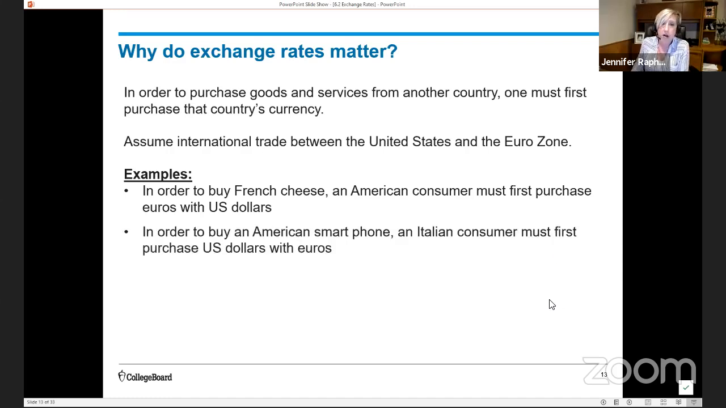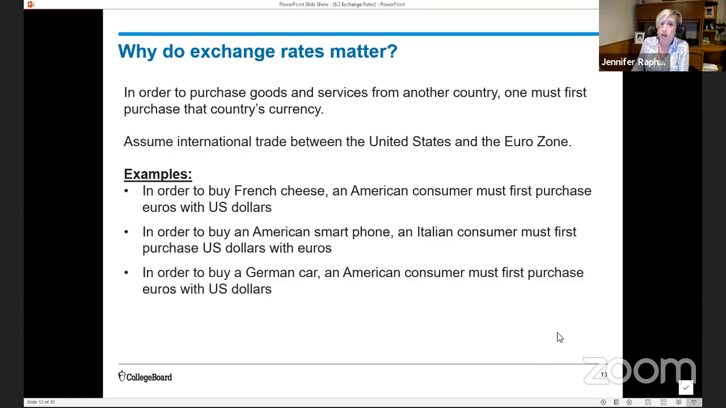In order to buy an American smartphone, an Italian consumer first has to buy dollars with euros. In order to buy a German car, an American consumer must first purchase euros with dollars. Now, maybe you've been to a car dealership. Maybe you've got your driver's license. Maybe you've got a car. Maybe you've been with somebody when they've gone to buy a car. And you certainly know that somebody who buys a foreign produced car isn't buying currency first, but the dealership is.